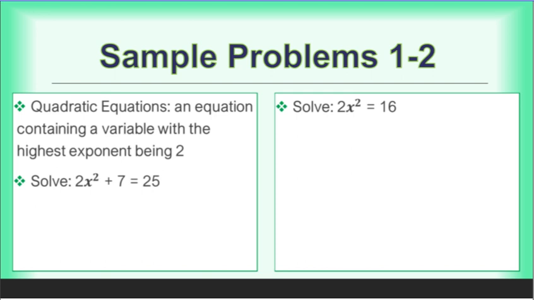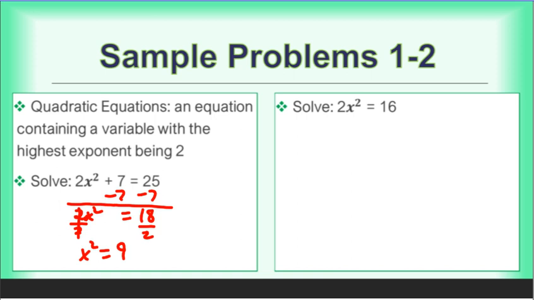So we need to get the 2x squared by itself. So I'm going to subtract 7. It's the opposite of adding 7, and I get 2x squared equals 18. To get x squared by itself now, I divide by 2. I'm left with x squared equals 9.